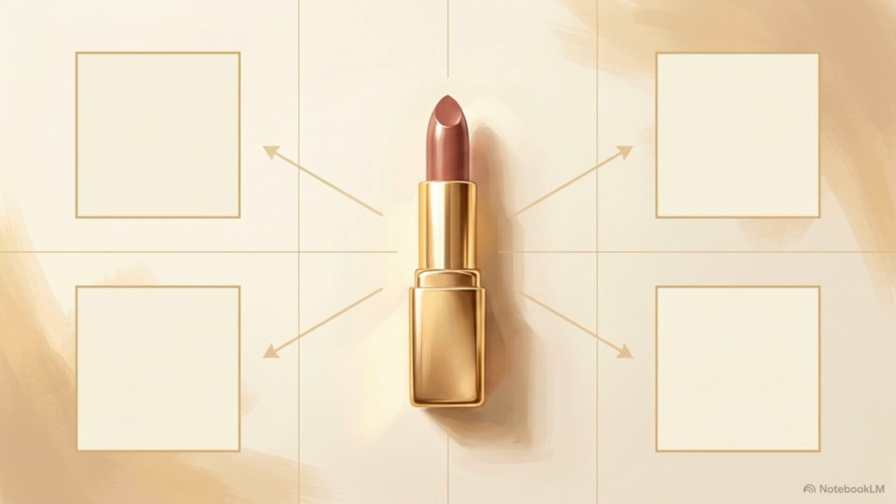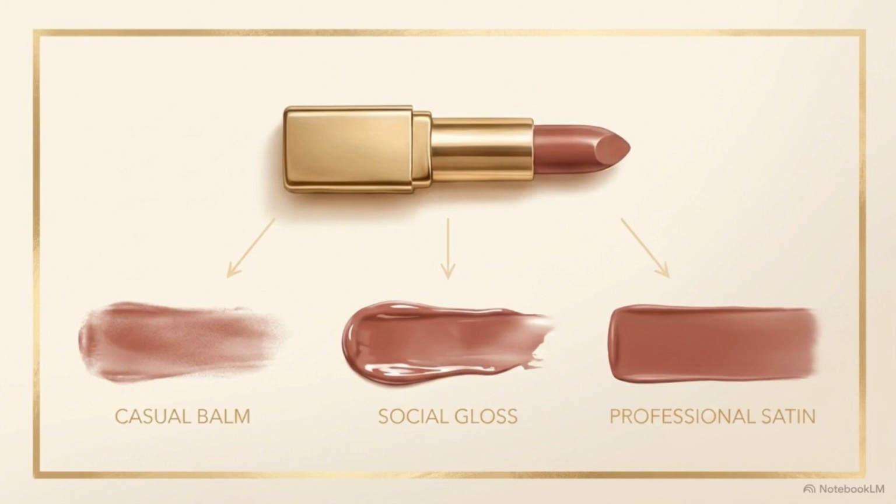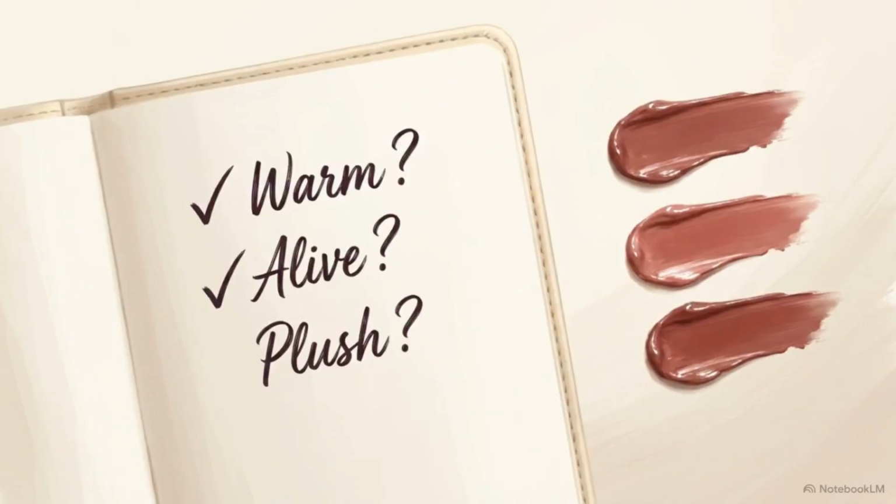To adapt to different settings, we use a context matrix. You keep your core color family identical, like your signature Rosewood, but adjust the formulation. You scale from a casual tinted balm to a gloss for social events, up to a structured satin for a professional camera setting. The consistent color family establishes your core beauty identity, while the intensity and finish prove your situational awareness. To evaluate the completed look, we use the final mirror check protocol.